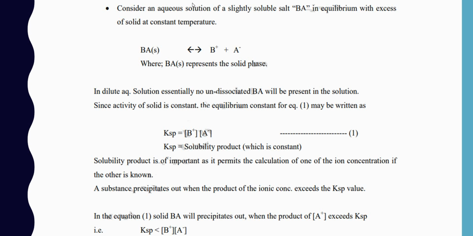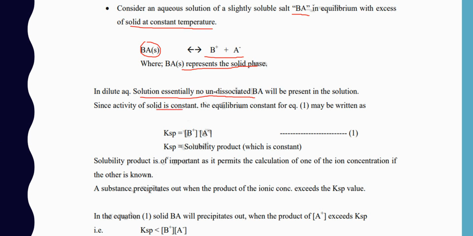Now here is an example. Consider an aqueous solution of a slightly soluble salt BA in equilibrium with excess solid at constant temperature. We have a salt BA, a slightly soluble salt, and it is present as B+ and A-, which separate into the solid phase. In dilute aqueous solution, essentially no undissociated BA will be present in the solution.